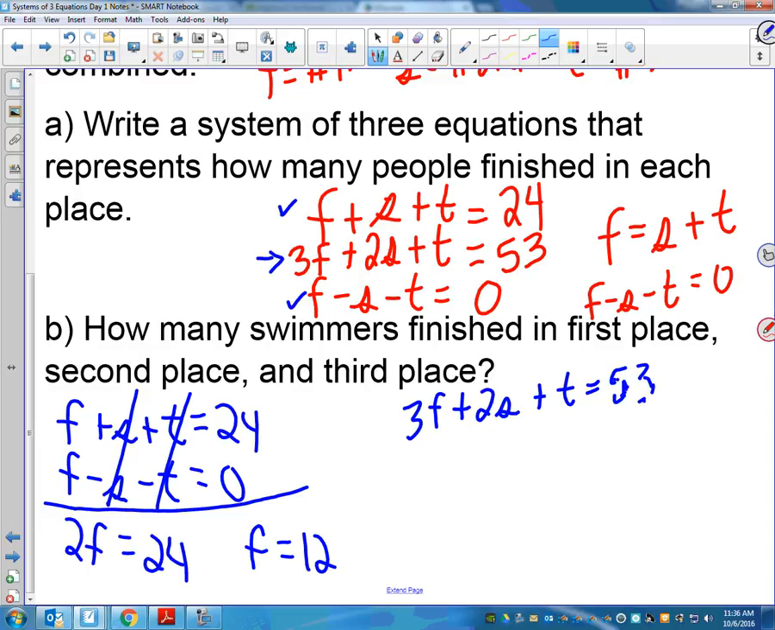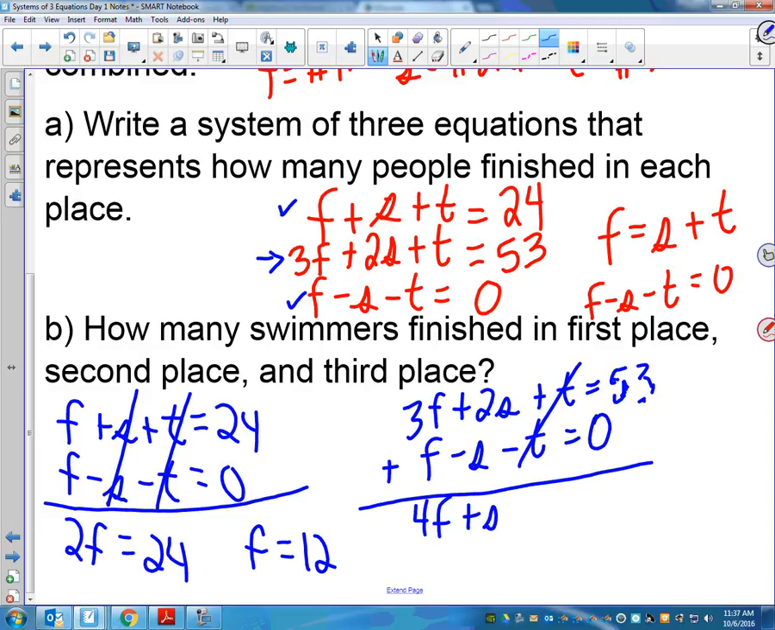It doesn't matter whether you use it with the top equation or the bottom equation. You're going to have to use one equation twice every time you do this. Again, I'm going to go with the bottom one because I like adding better than subtracting, so I like picking the one that has the opposite sign. So I'm going to do f minus s minus t equals 0. And if I add these, I get 4f plus s equals 53.